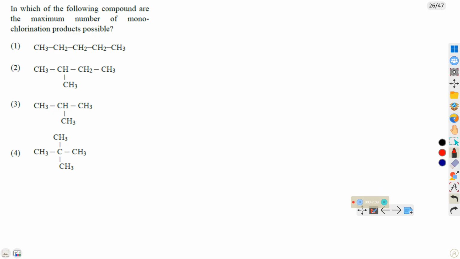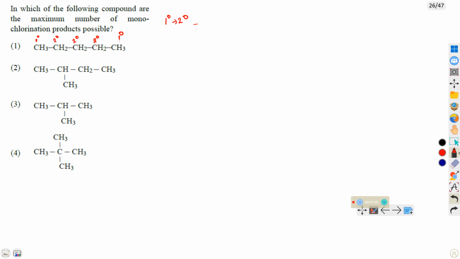In which of the following compounds are the maximum number of monochlorination products possible? Identify. This is 1 degree carbon. This is 2 degree carbon, 2 degree carbon, 2 degree carbon. 1 degree carbon, you can take 1 degree carbon, adjacent carbon is 2 degree carbon. Here also 1 degree carbon, adjacent carbon is 2 degree carbon.